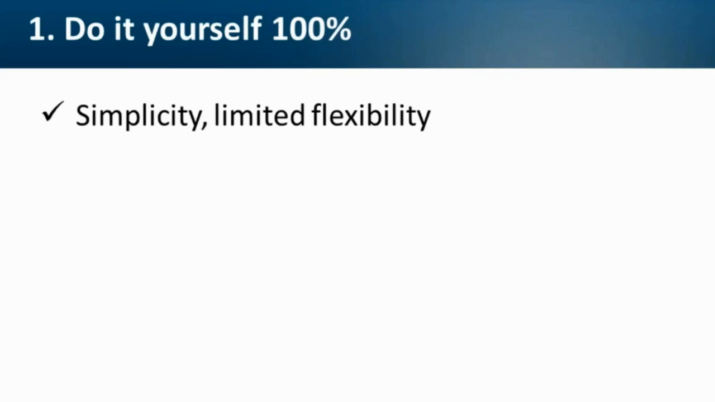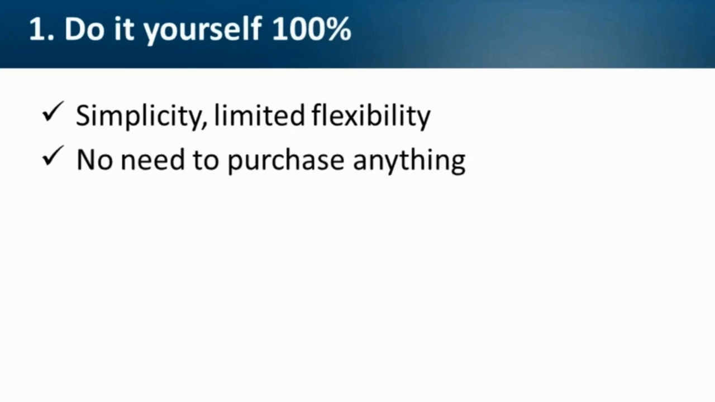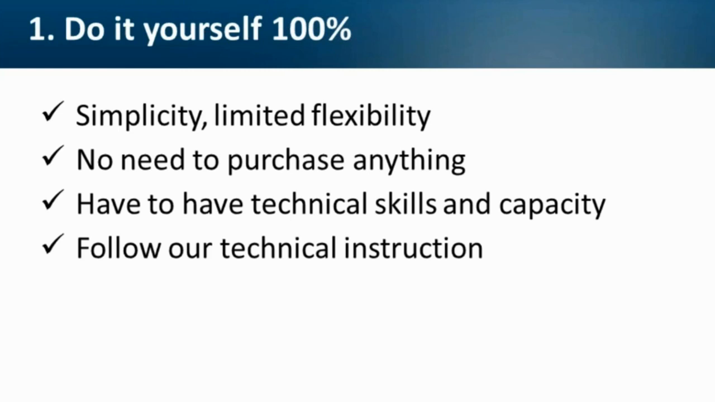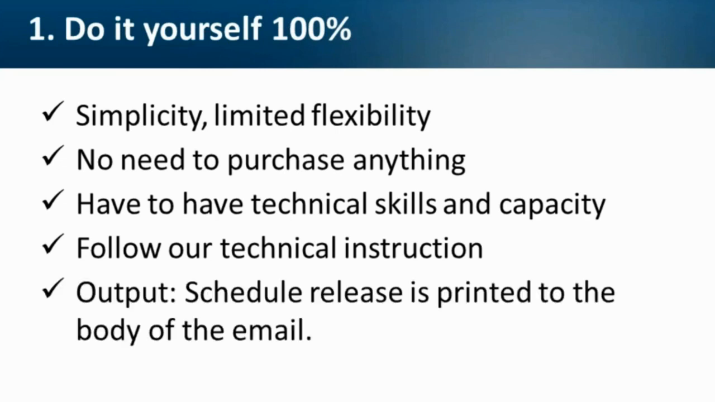So let's talk about do-it-yourself option, 100%. Just repeating myself, it's a simple method which brings you a good value, takes you to the next level as you automate the process. And as I said, no need to purchase anything, but just to have a person who would implement it, actually follow the step-by-step instruction. And the output would be the schedule release is printed to the body of the email for each supplier. We will see in a minute how it's going to look like.